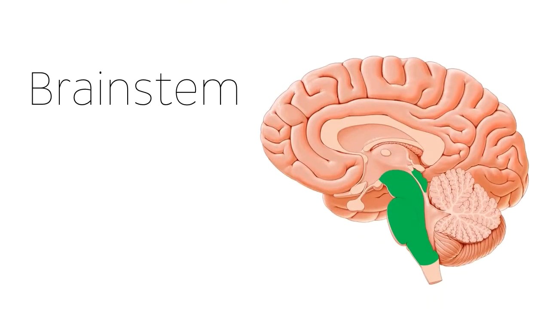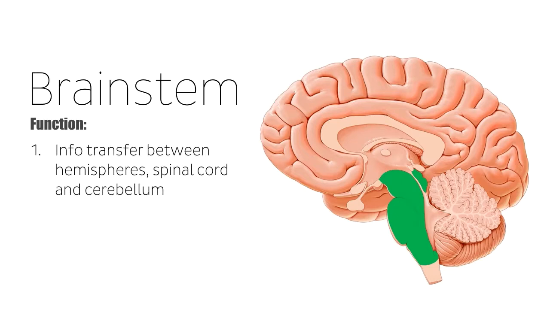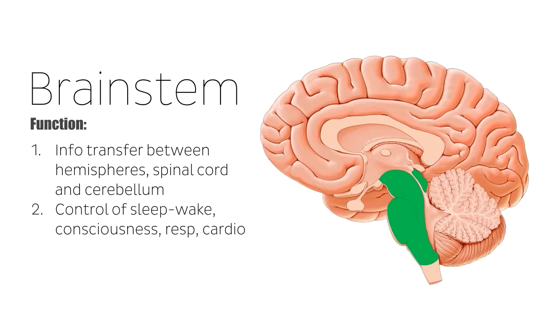So we're going to begin with taking a quick look at the brain in a mid-sagittal view. As you can see, we have our brainstem highlighted in green. The brainstem, which is shaped like a short stem, is an important part of the brain as it connects the cerebral hemispheres to the spinal cord. The brainstem has several functions, including the following. The brainstem helps with information relay between the cerebral hemispheres, the cerebellum and the spinal cord. The brainstem is also involved in regulating the sleep-wake cycle, consciousness and respiratory and cardiovascular control. And the brainstem also serves as the site of origin of most of the 12 cranial nerves of the brain.